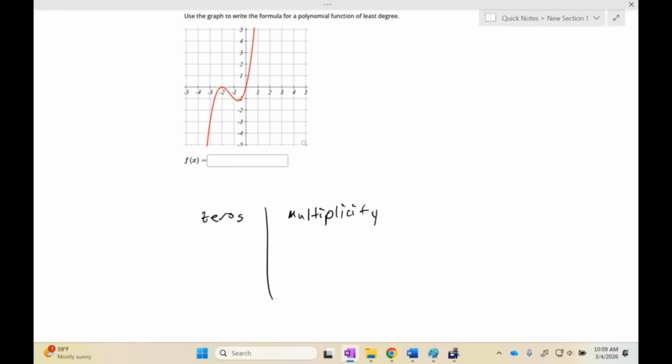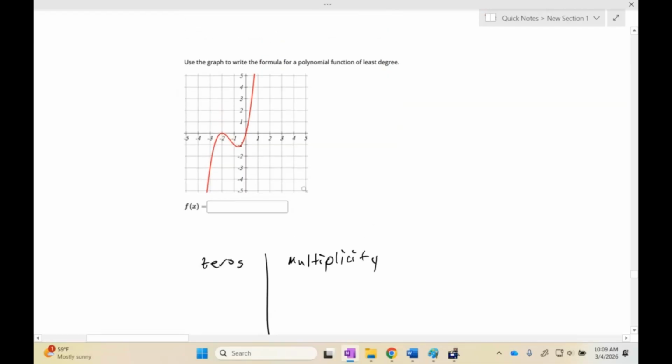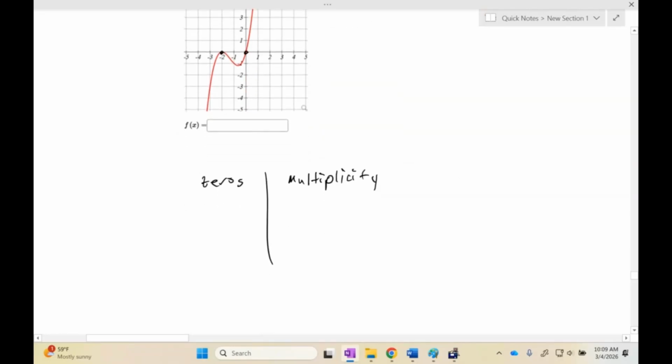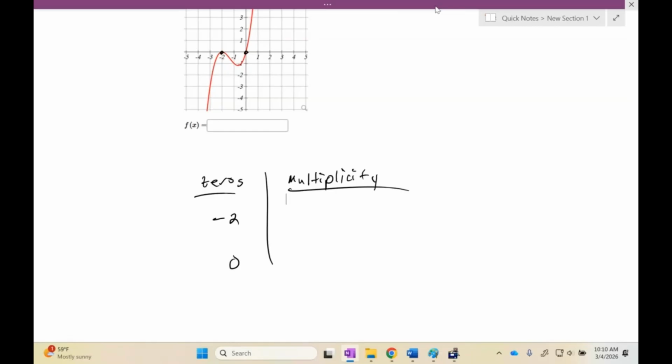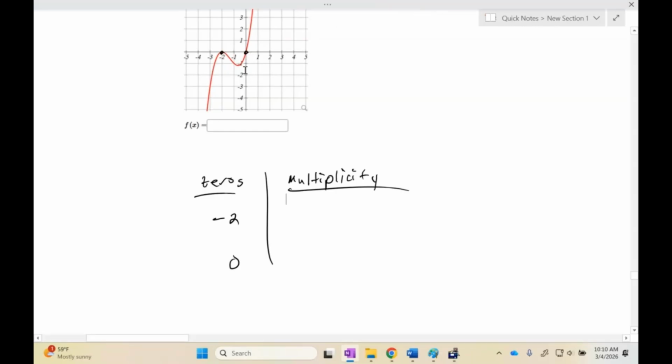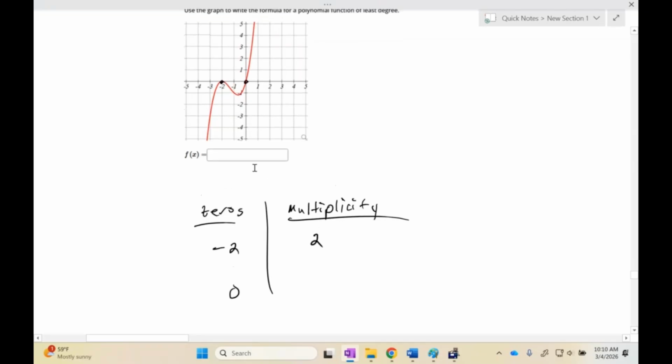So what are the zeros for this graph? -2 and 0, right? Because that's where it hits the x-axis. So -2 is a 0 and 0 is a 0. What's the multiplicity at -2? 2, right? Because it bounces off. That's the repeated root. So the multiplicity is 2. What is the multiplicity at 0? Should be 1.